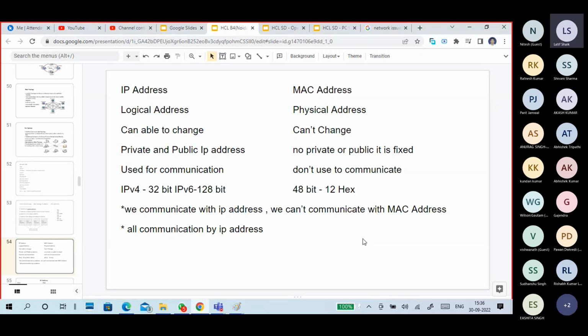But a MAC address is not like that. A MAC address is assigned by the manufacturer of the NIC and it cannot be changed. In IP addresses, we have private and public types, but for MAC addresses, there is no private, no public.